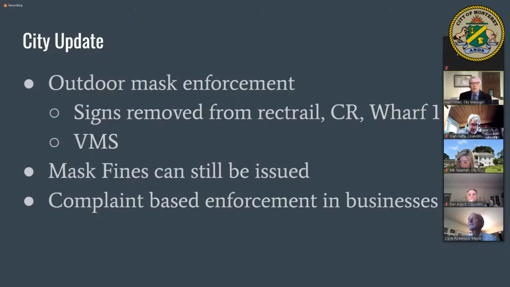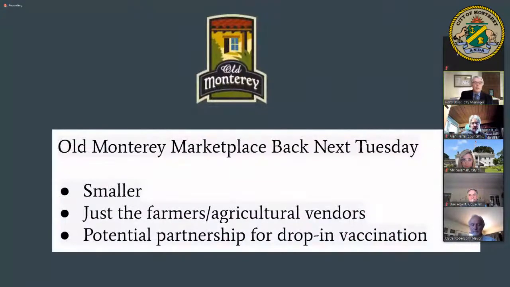And for those who are not vaccinated, if they can maintain 6 feet distance, they also are not required to wear a mask. We still have the mask fines active, and we can still issue mask fines for those areas where masks are still mandatory. For instance, in grocery stores, inside restaurants by the serving personnel, etc. So we still have the $100 fines active, and we are still working on a complaint-based code compliance, code enforcement in businesses. And here's the good news.